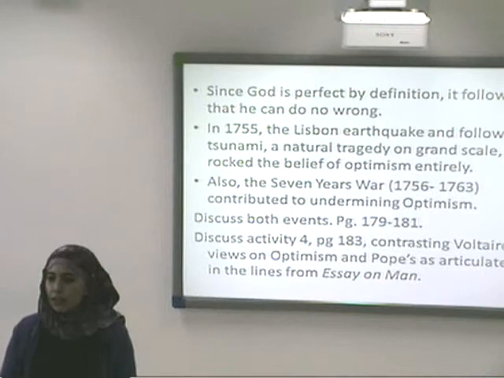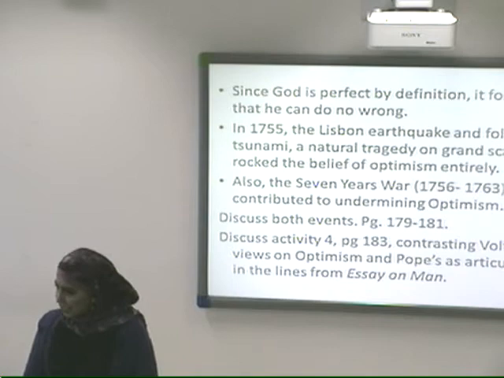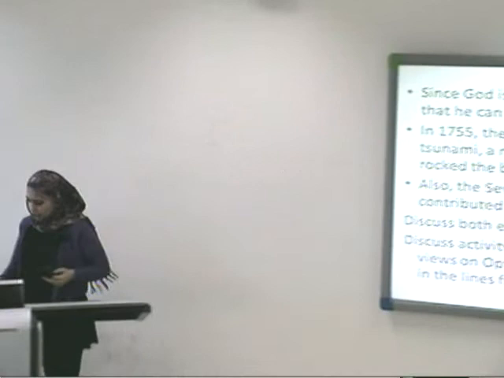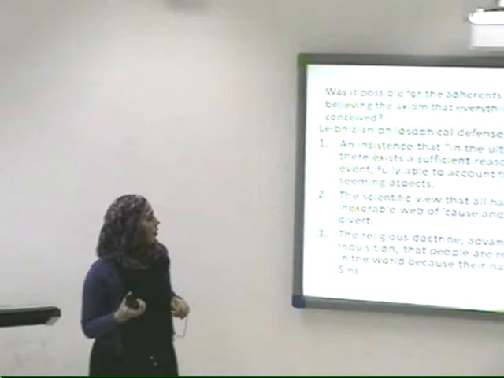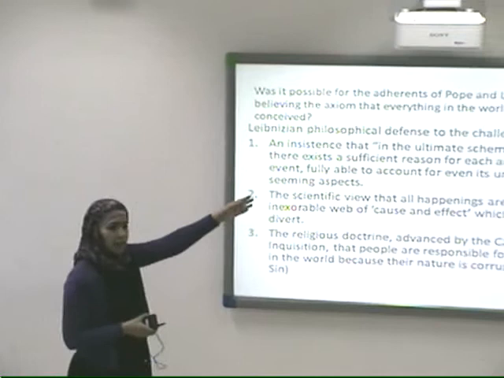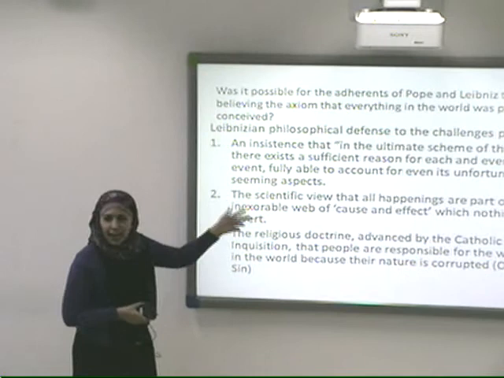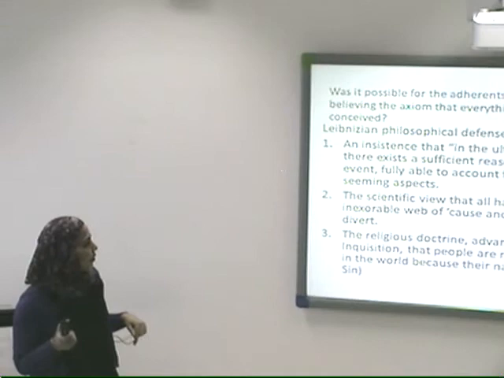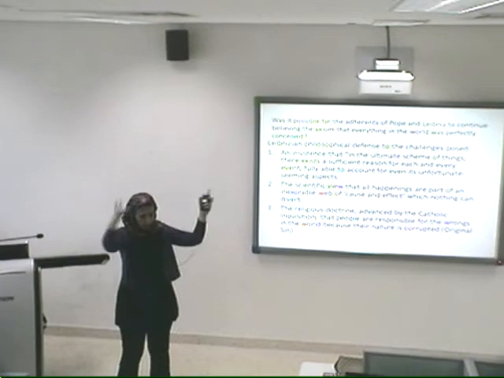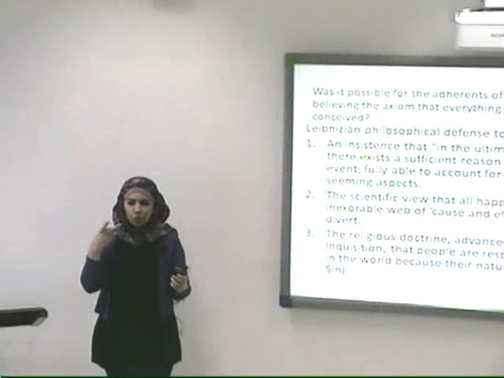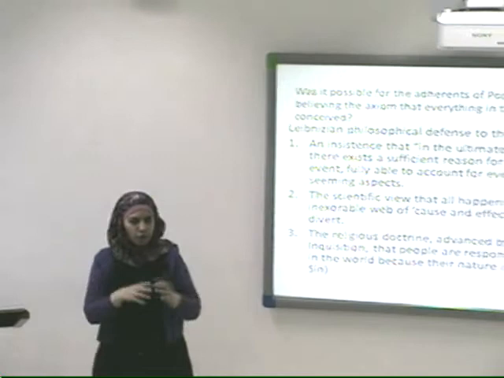But now, Leibniz continues to champion and continues to defend the philosophy of optimism. Yes, he did. And his defense is basically rationalization. He insists that in the ultimate scheme of things, there exists a sufficient reason for each and every event, fully able to account for even its unfortunate-seeming aspect. So when he says that, in the ultimate scheme of things, in that grand plan, humans are not omniscient, they don't know, they can't see, they don't have that overview, actually there exists a reason.